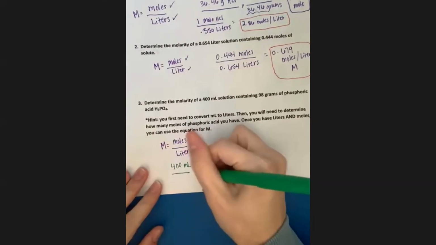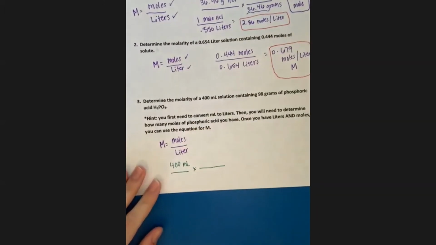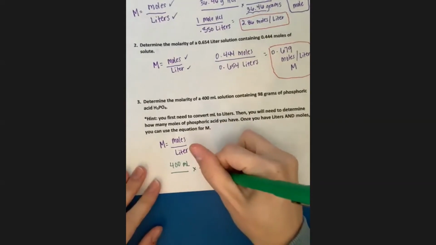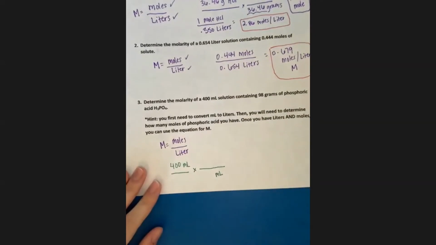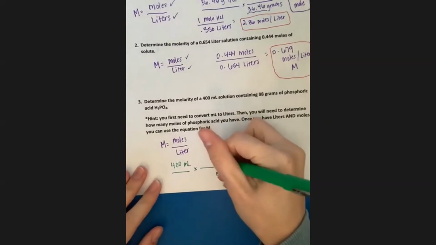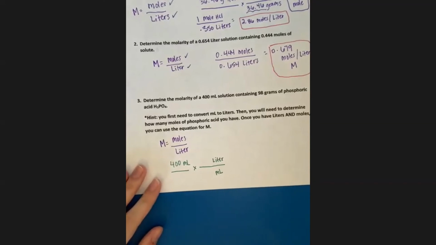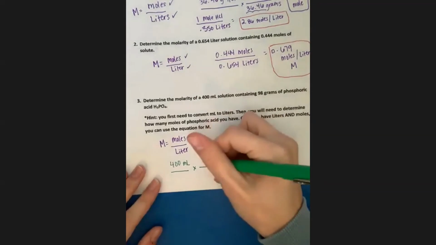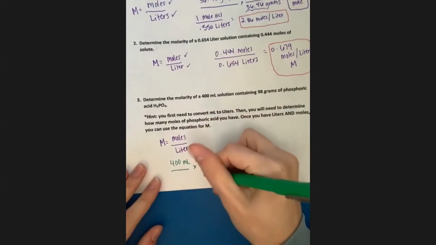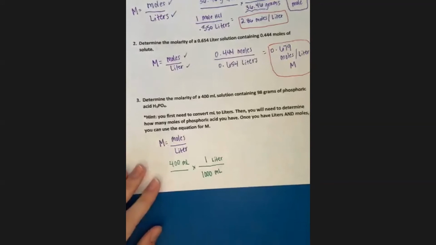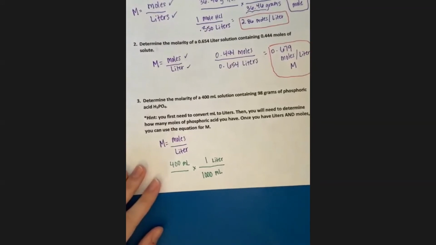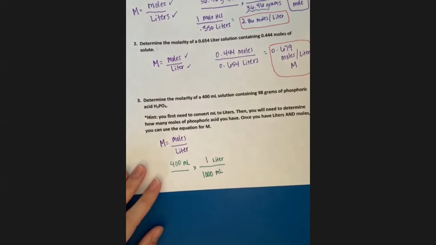I'm going to draw my fractions. Remember, whatever unit you want to cancel needs to go on the bottom. So I'm going to put milliliters down here. And I want liters. I'm going to put that on top. Okay. So the prefix milli, M-I-L-L-I, means 1,000. So 1 liter contains 1,000 milliliters. So we don't have a whole liter. We would need at least 1,000 milliliters. We only have 400.